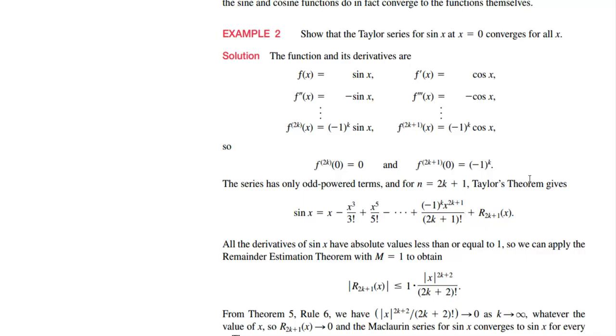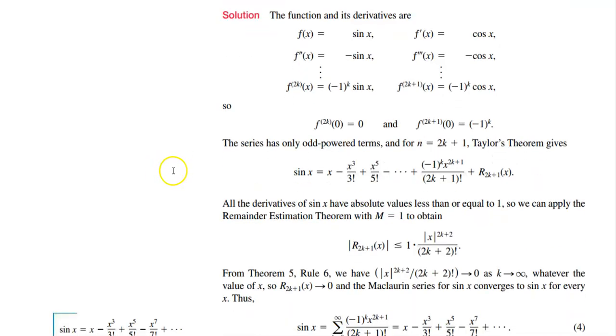And all the derivatives of sine of x have absolute values less than or equal to 1. So we can apply the remainder estimation theorem with M equals 1 to obtain that the absolute value of r sub 2k+1 of x is less than or equal to 1 times the absolute value of x to the 2k+2 power over (2k+2) factorial.